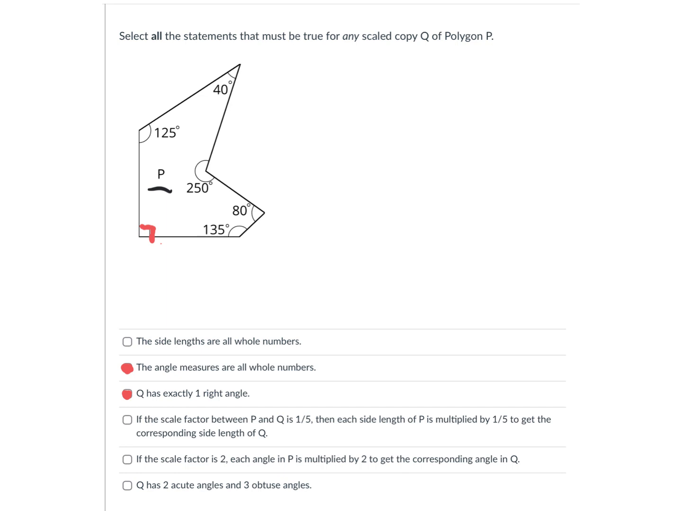If the scale factor between P and Q is 1/5, then each side is multiplied by 1/5 to get the corresponding side length of Q. Okay, remember, to find our new side lengths, we multiply by the scale factor. So if the scale factor is 1/5, then all the sides are multiplied by 1/5. That is true.